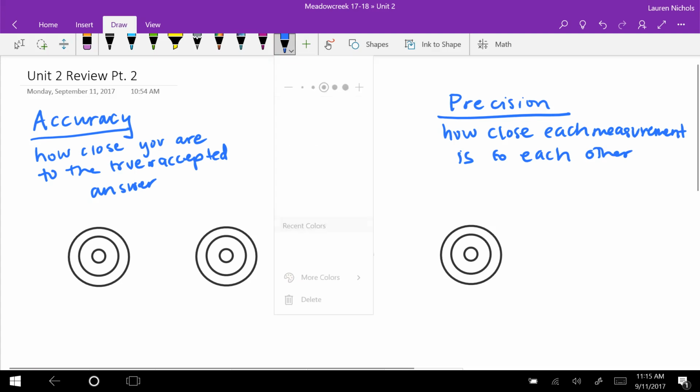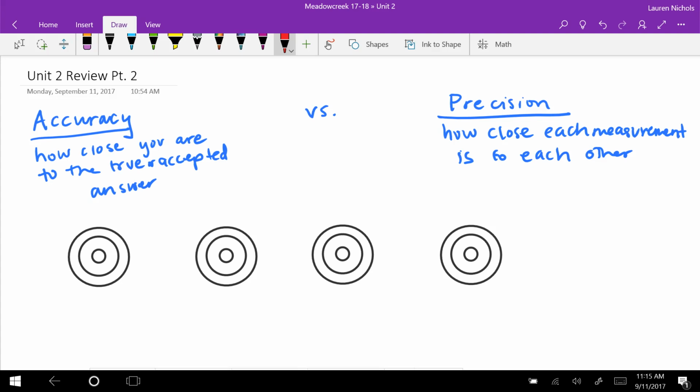So if we look, for example, at a dartboard, we know that in a dartboard, the goal or the accepted answer is the bullseye in the center. And so if we want to look at something that is accurate, we might see 3 darts thrown in the bullseye. And so this would be an accurate measurement. Now, because those 3 points are also very close together, we could also say that they are precise.